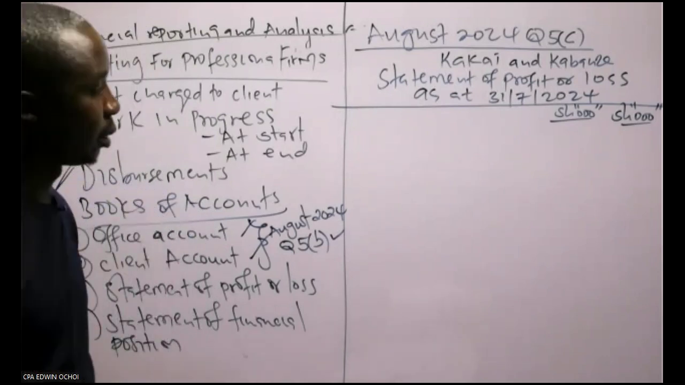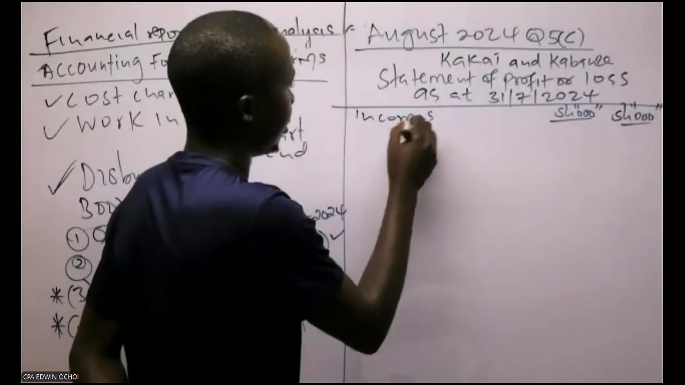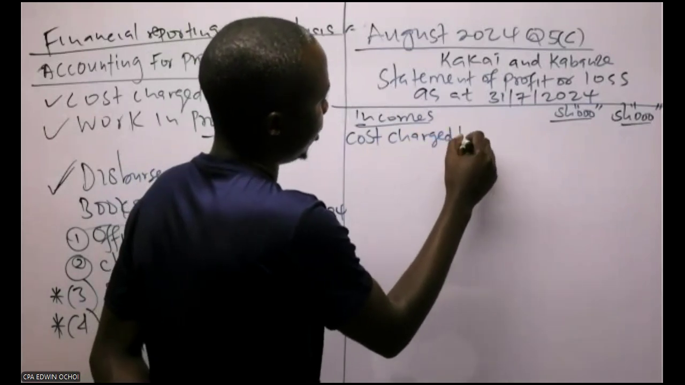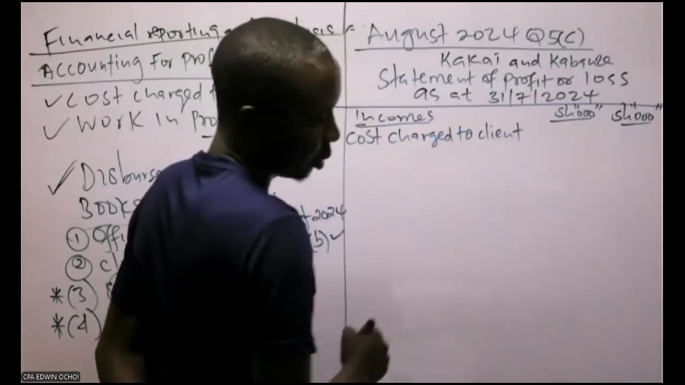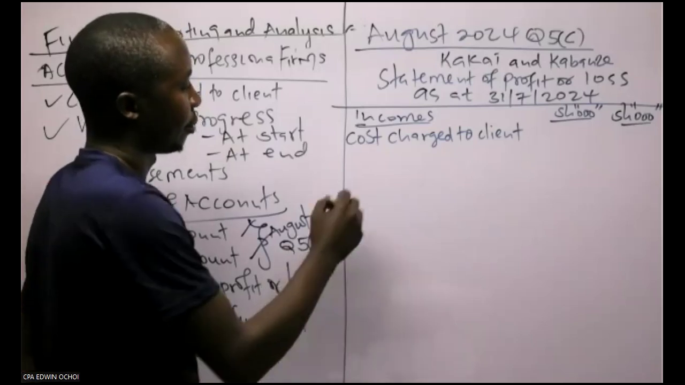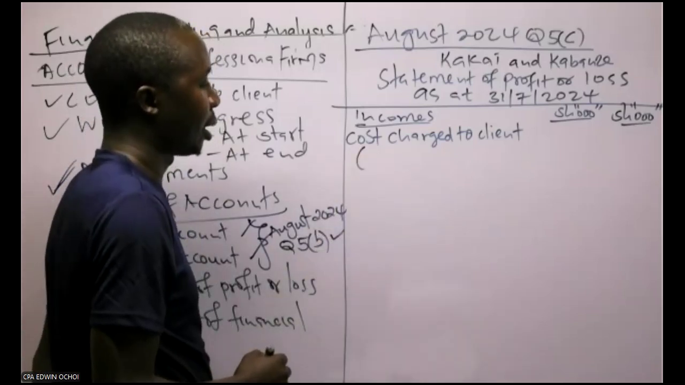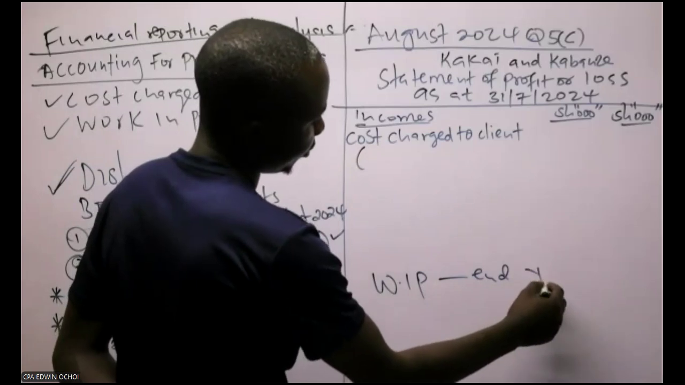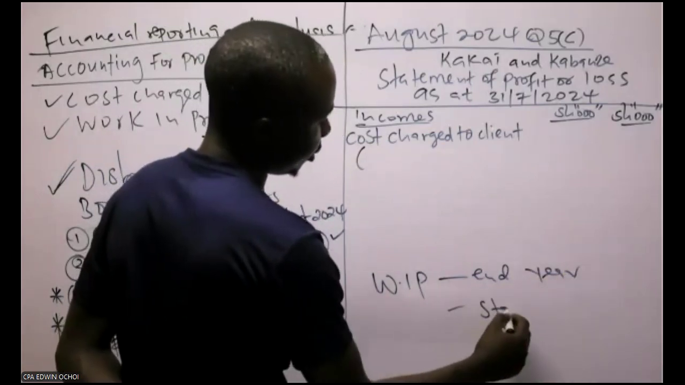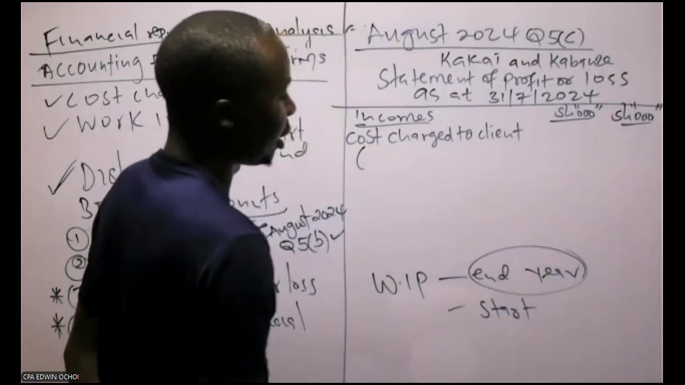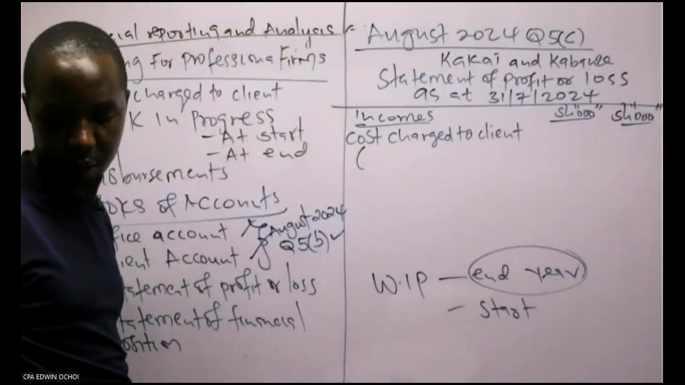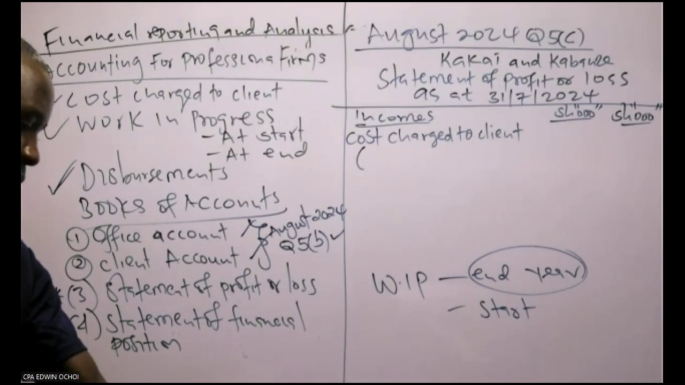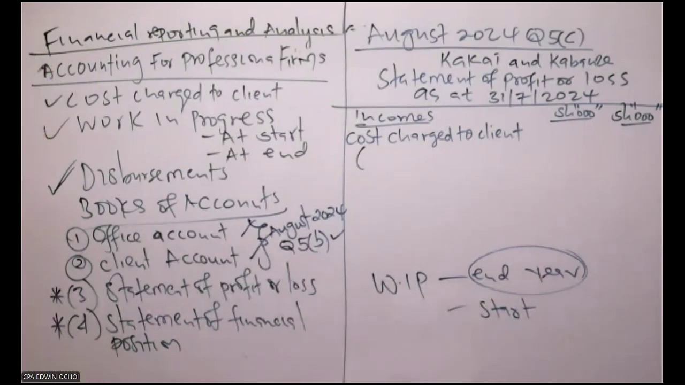So which incomes? We start with costs charged to the clients. Talk about cost charged to client. Remember, by the end of the year, there is that work in progress, end year, and the start. So the end year work has not yet been done. It's work to be done in the next financial year. So that is correct.